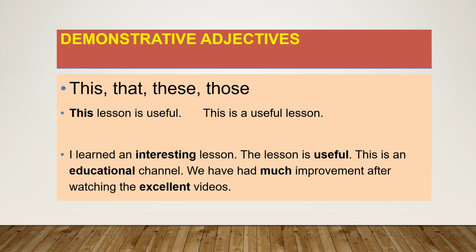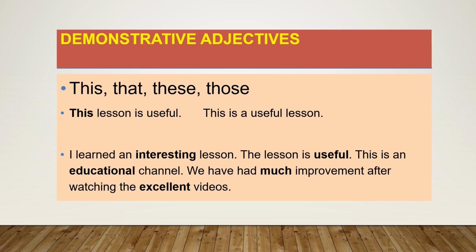So you say, this lesson is useful. Here the word this is a demonstrative adjective. Same meaning, but we have changed the word. This is a useful lesson. What are we saying? We are saying that the lesson is useful, but the word this has become a pronoun. It is a demonstrative pronoun. So you can make sentences without using adjectives, but if you add adjectives, they become much better, much more expressive.